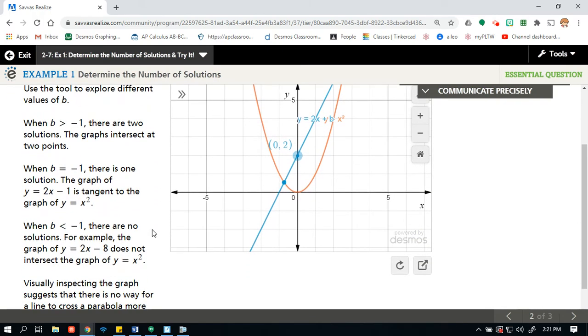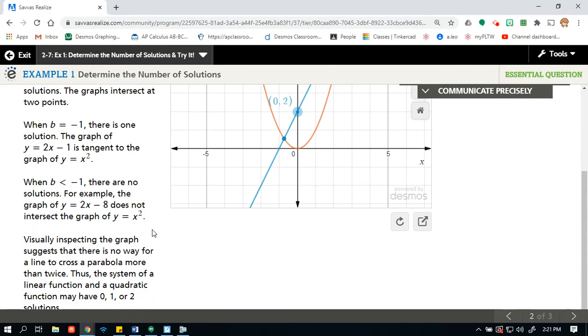When b is greater than -1, there are 2 solutions, and the graph intersects at 2 points. When b is equal to -1, there's one solution. The graph of y equals 2x minus 1 is tangent to the graph of y equals x squared. So remember what a tangent means. You learned that back in geometry. It's touching at one point.